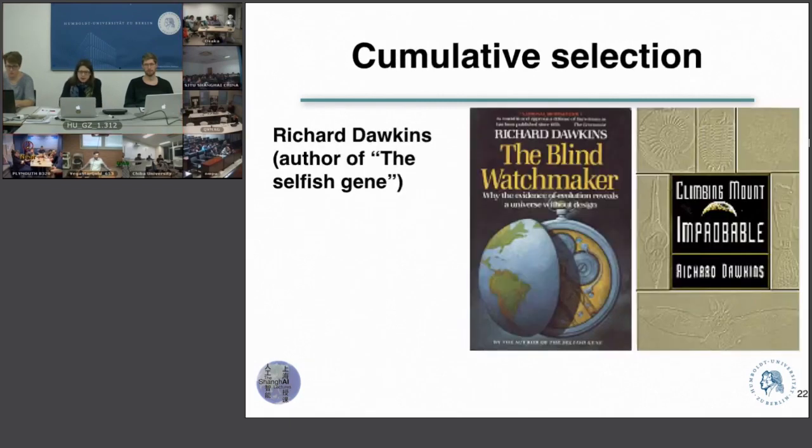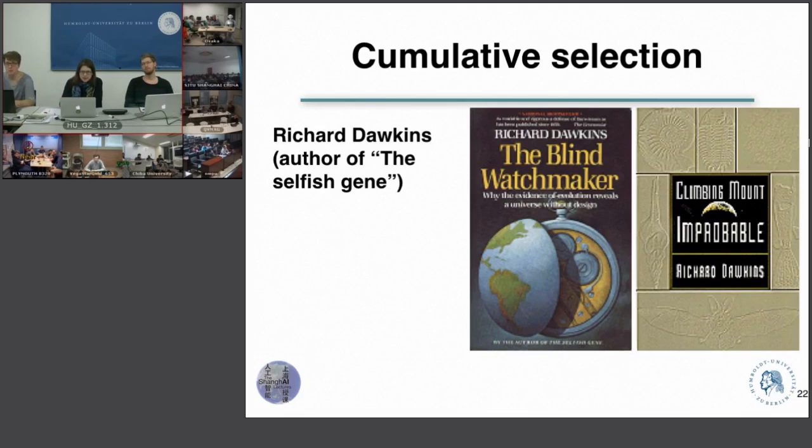And I'd like to show you another example of what we can do with artificial evolution. It's called cumulative selection, and it's an example taken from one of Richard Dawkins' books, which are a very good recommendation to read. If you don't know any of these books, for example, there's The Blind Watchmaker and The Selfish Gene and some other really good books, so you should read them if you have some time.